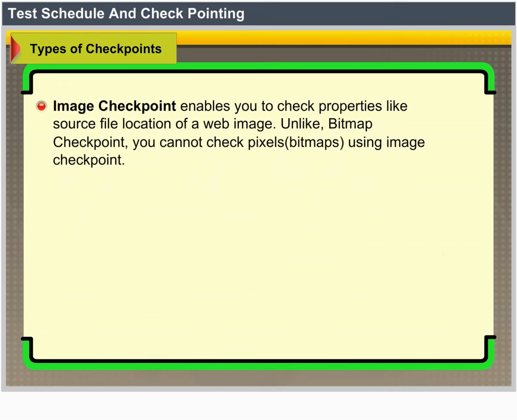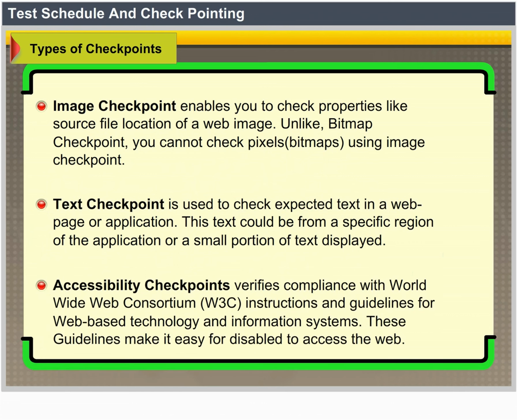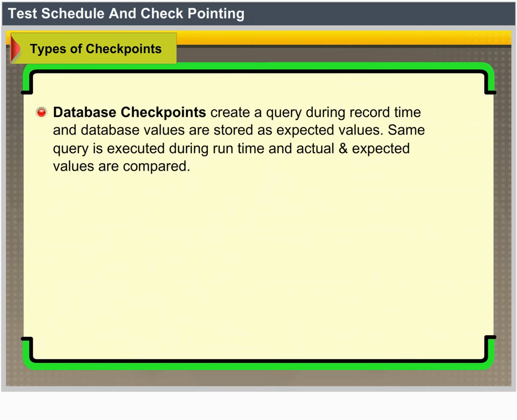Text checkpoint is used to check expected text in a web page or application. This text could be from a specific region of the application or a small portion of text displayed. Accessibility checkpoints verify compliance with World Wide Web Consortium W3C instructions and guidelines for web-based technology and information systems. These guidelines make it easy for disabled people to access the web. Database checkpoints create a query during record time and database values are stored as expected values. The same query is executed during runtime and actual and expected values are compared.